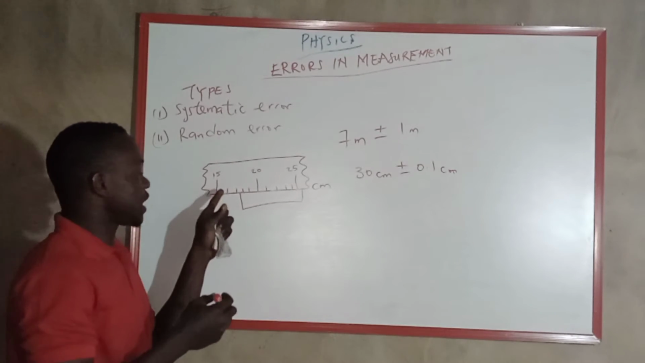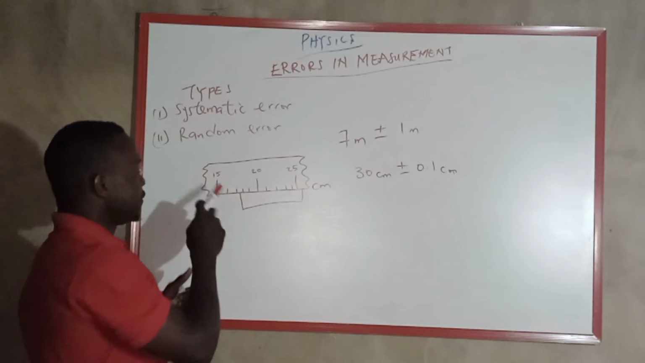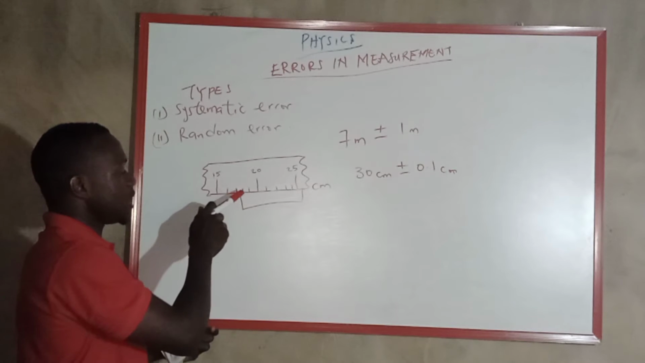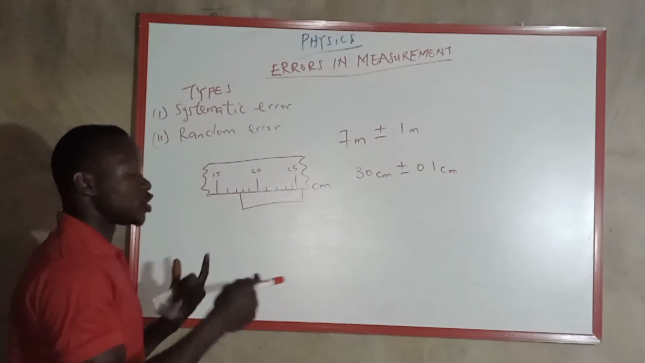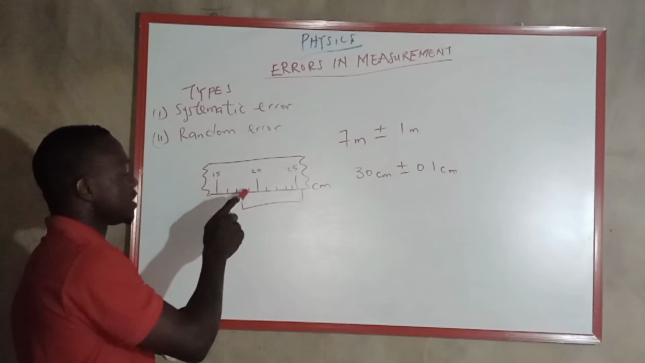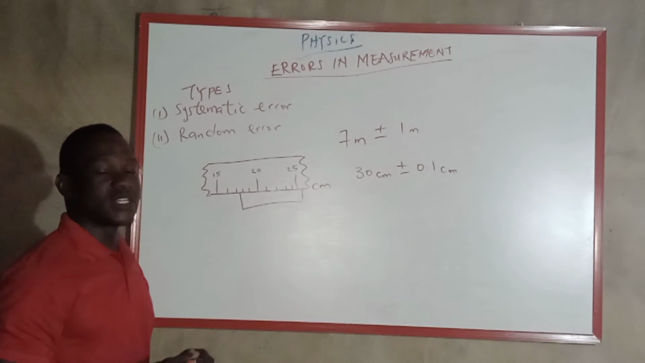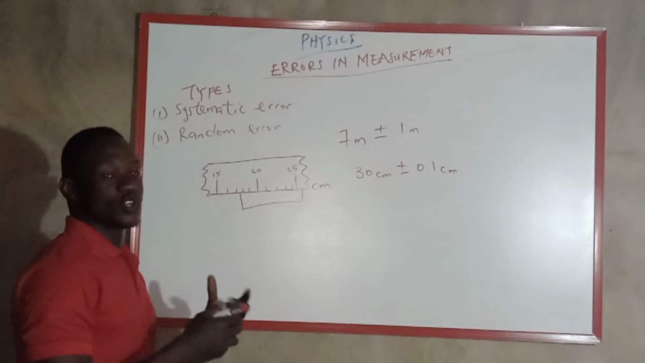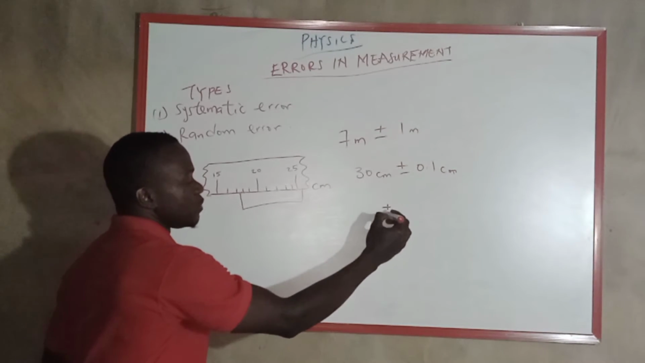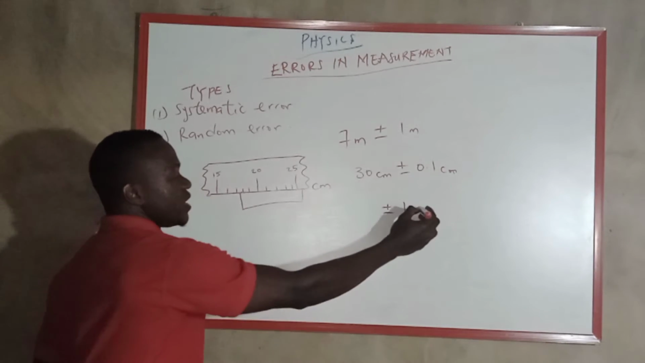Now this particular rule is calibrated such that if this is 15, and this is 20, that means each line should be what? Each line should be 1. That means this one is 16, 17, 18, 19, then 20. That means each particular calibration is 1 cm. So automatically we are having the error to be plus or minus 1 cm.